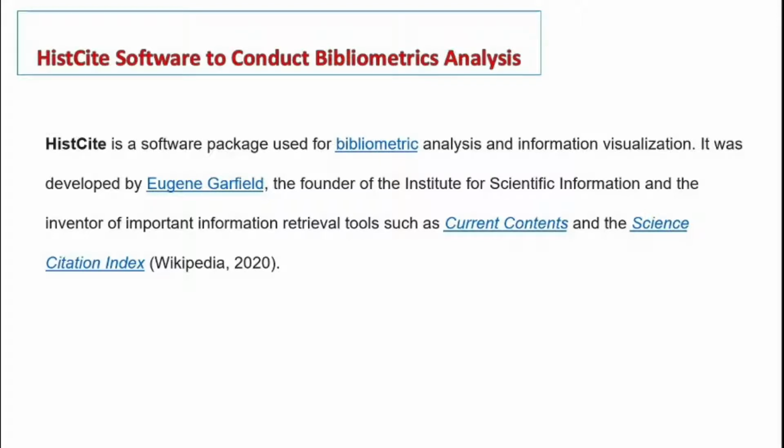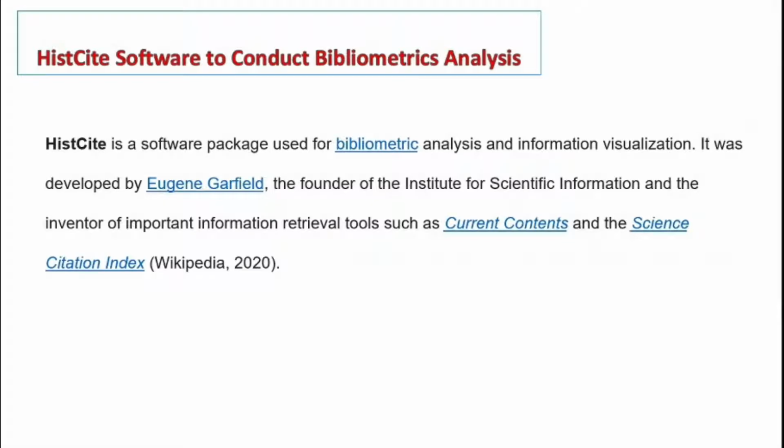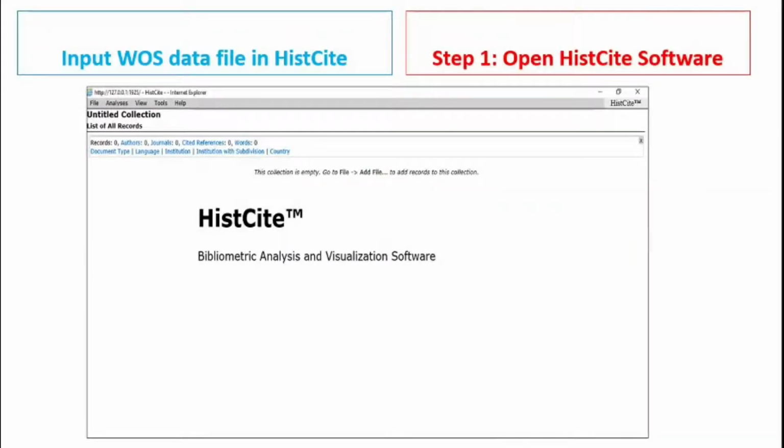In bibliometric software, especially HisCite, the most common problem students face when they are trying to use it is the error adding the input file. So what is the input file here? In bibliometric analysis, you collect data from Web of Science, and then you have to add that file as an input into the bibliometric software. Here I have added snapshots for you, but I will also show you practically how you can fix this problem.